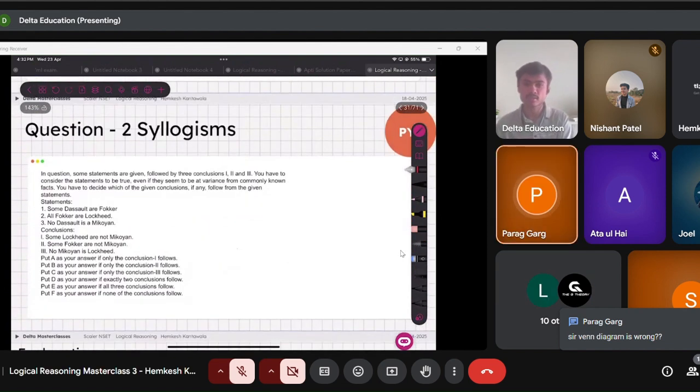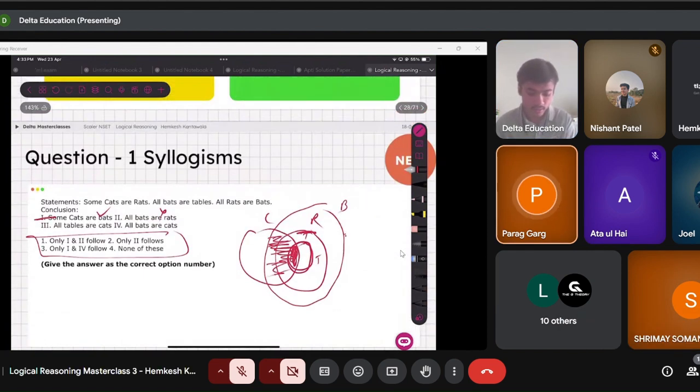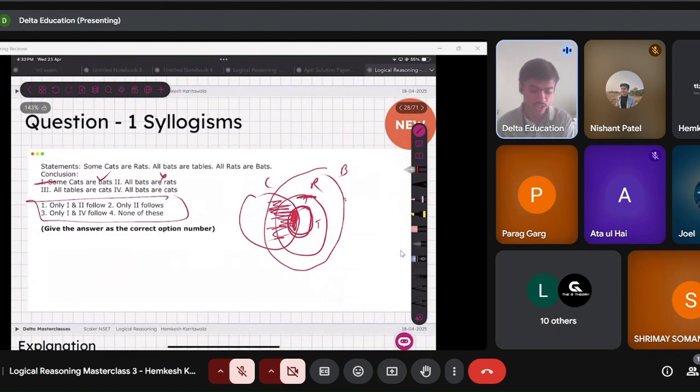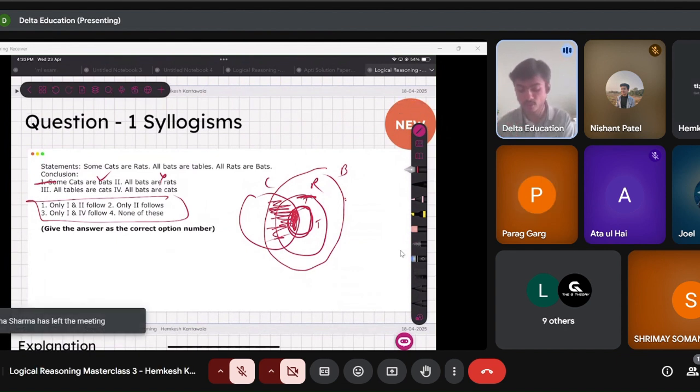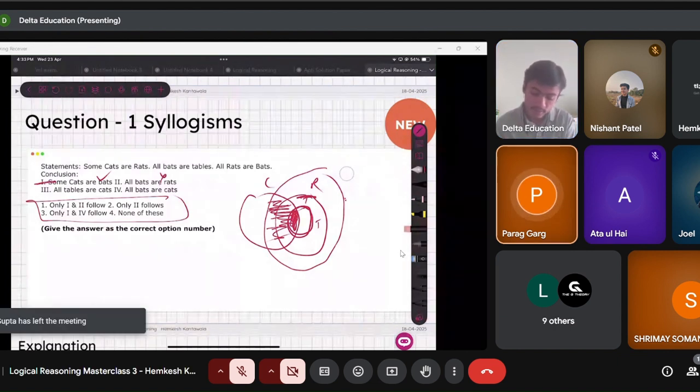Excuse me, sir. Sir, in the previous question, the Venn diagram is wrong. Sir, the table is the biggest region, as all rats are bats and all the bats are tables. So all rats are bats, and the table is the biggest region, sir. So is it this one? Wait. The smallest one is rat, then the bat, and then the table.